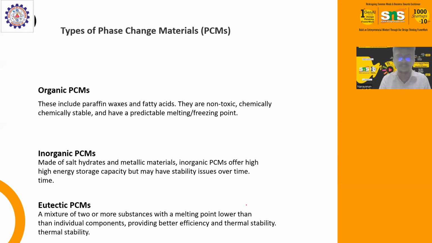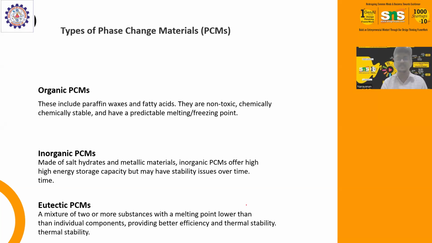The phase change materials are classified as organic PCMs, which include paraffin waxes and fatty acids. They are non-toxic, chemically stable, and have a predictable melting and freezing point. This is very important, as it will be easier for us to model the process. So here we are modeling the process using various software. When organic PCMs have a predictable melting or freezing point, it will be easier.